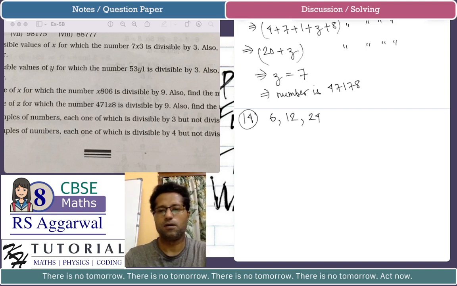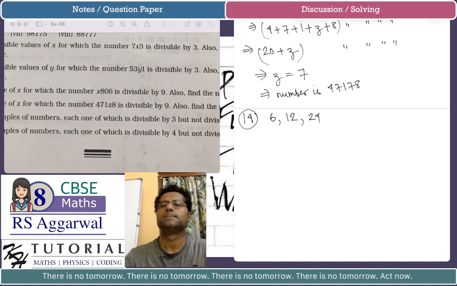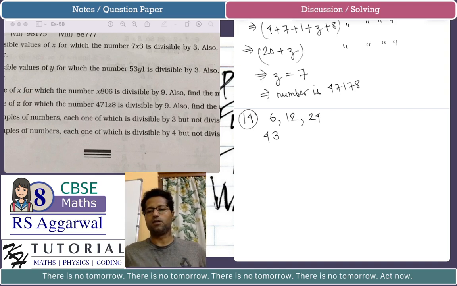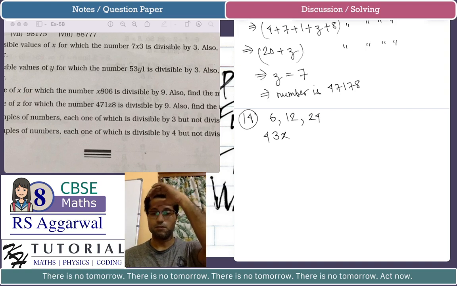What about finding a 3-digit number which is divisible by 3 and not divisible by 9? So let's say I take the first 2 digits as random digits, let's say 4 and 3. I'm trying to find the 3-digit number which is divisible by 3 and not divisible by 9. What can be the digit x at the units place such that the 3-digit number 43x will be divisible by 3 and not divisible by 9?